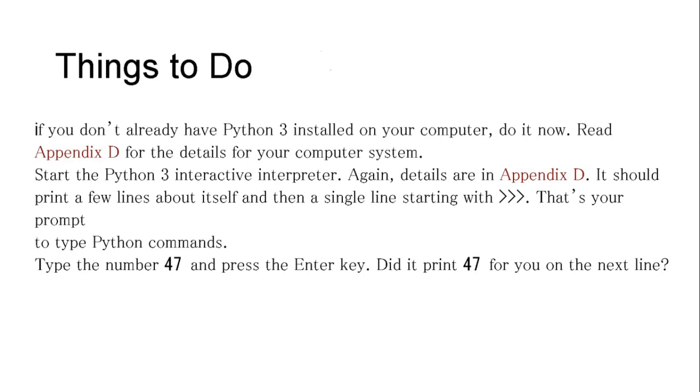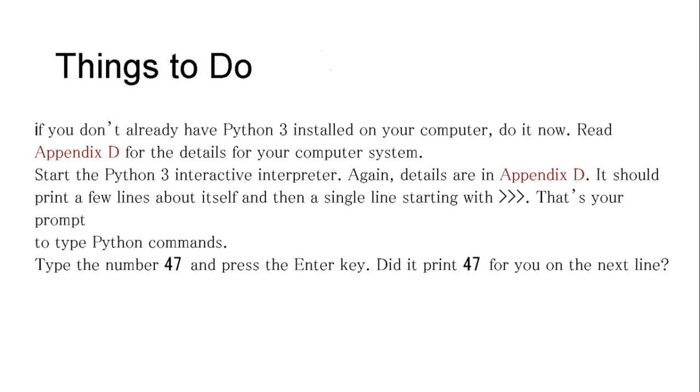If you do not already have Python 3 installed on your computer, do it now. Read Appendix D for the details for your computer system. Start the Python 3 interactive interpreter again. Details are in Appendix D. It should print a few lines about itself and then a single line starting with the prompt. That's your prompt to type Python commands. Play with the interpreter a little.